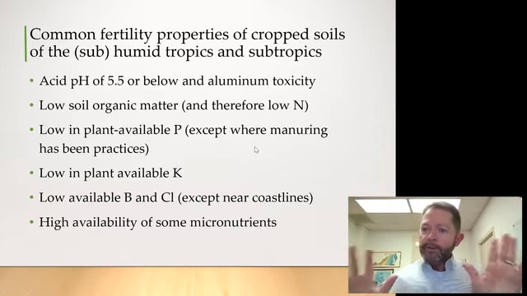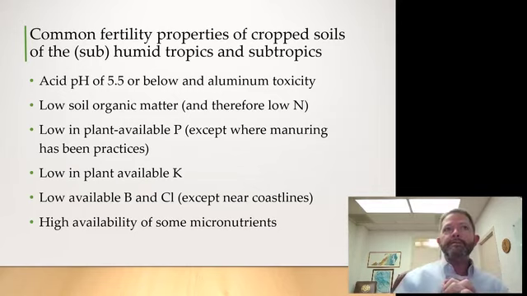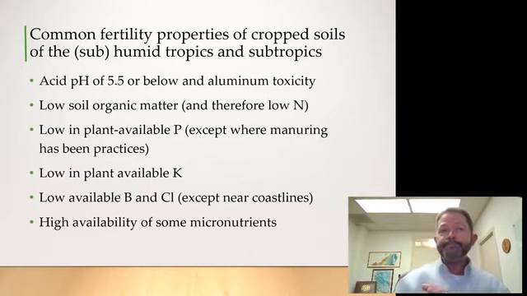So, put all this together. What are some common soil fertility properties of crop soils of the humid tropics and subtropics? Many of the soils are acidic with a pH of 5.5 or below, and in that range we can have aluminum toxicity, and the only way that we can solve that is through neutralizing the acid. Adding lime is really the best way to do that.